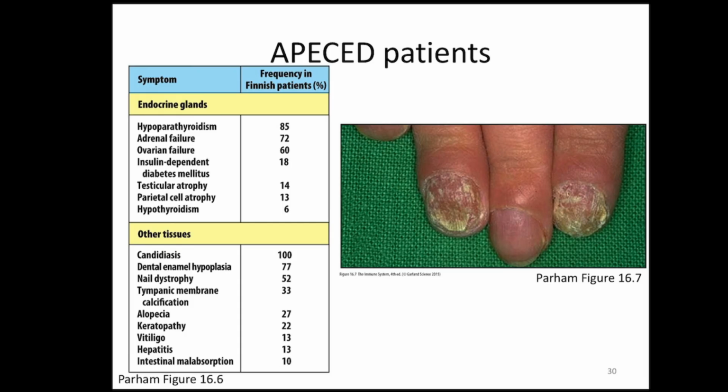Weirdly enough, they all have recurrent yeast infections in the mouth, which is candidiasis. They also have something weird going on with their fingernails. So you can see this is the fingernails. They've got a bunch of things that we don't entirely understand what's going on. In mice that don't have AIRE, their salivary glands are a disaster. It seems like they have this crazy autoimmune attack on the salivary gland.